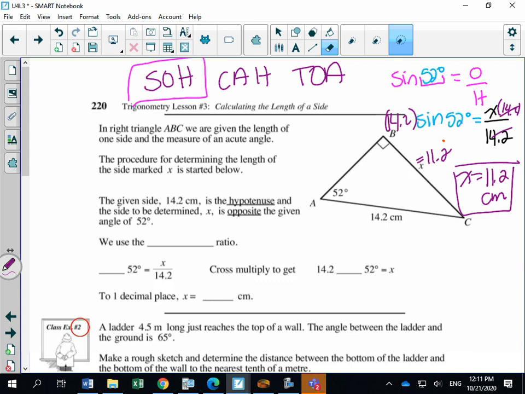The only check I'm going to do at this stage is I'm going to say this number has to be smaller than what? What do I know this guy has to be smaller than? Than the 14.2, right? It has to be, this is my hypotenuse, so that's the longest side. So if you got, let's say, 15.3 here, you did something wrong, right? But 11.2, it's smaller than 14.2.